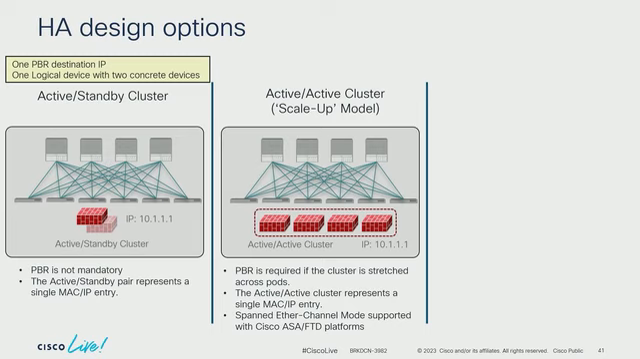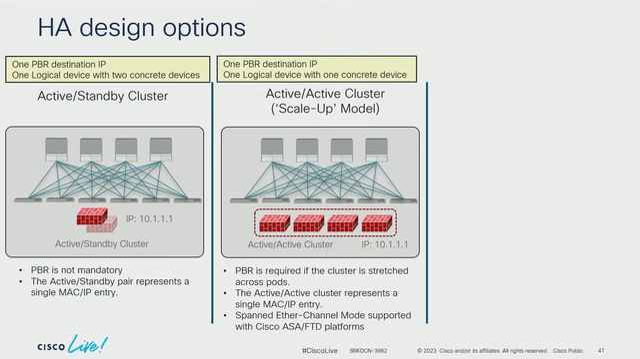The second example is active cluster. So each firewall vendor has slightly different approach. So in this presentation, I'm going to focus on Cisco ASA FTD approach, meaning all of the members in the cluster are active and using the same IP. So in this case, it's one PBR destination and one logical device and one concrete device. So I'm going to double click why it's one logical device instead of multiple devices in a couple of slides.